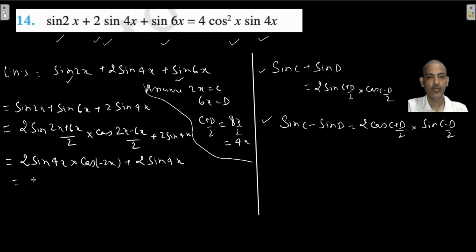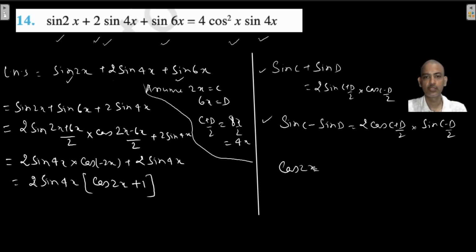What if I take out 2 sin 4x as common? So I took out 2 sin 4x as common, and cos of minus 2x would be nothing but cos 2x, right? And cos 2x plus 1. So we also know, right, cos 2x is what? Cos 2x is nothing but 2 cos square x minus 1. So 1 plus cos 2x would be what? It will be nothing but 2 cos square x, right?